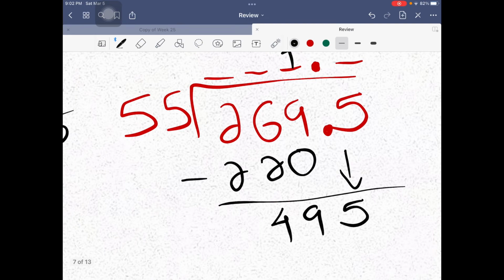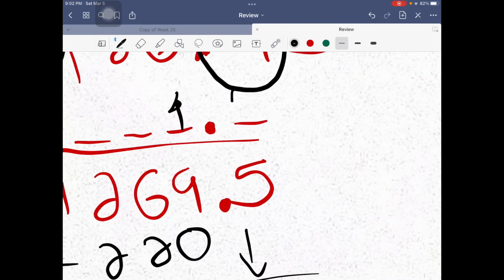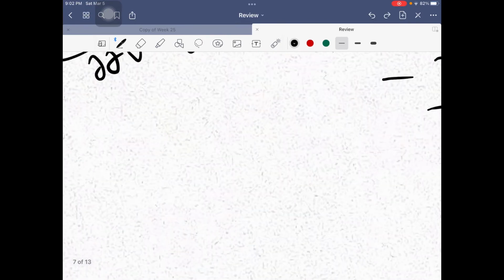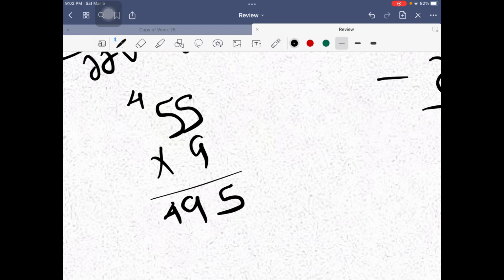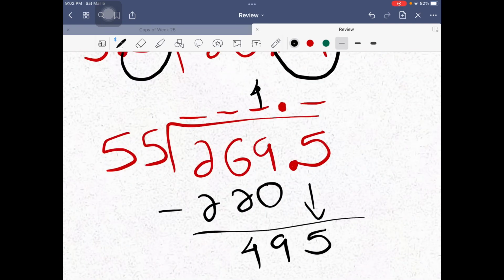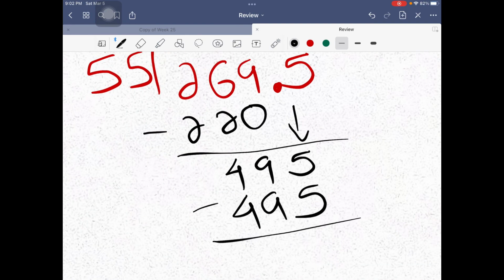Now, 55 times 10 is 550. And I can't put 10 here, right? So let's try 9. What do you think 55 times 9 is? I don't know. 5 times 9, 45. 5 times 9 plus 4, 49. It's exact, that's pretty cool. 4.9. And we have a 0 right here.